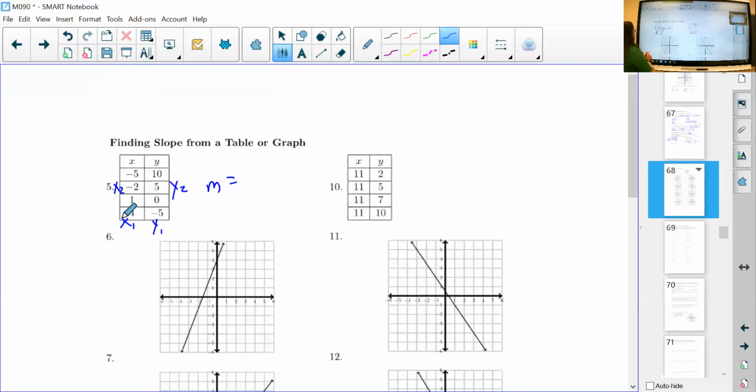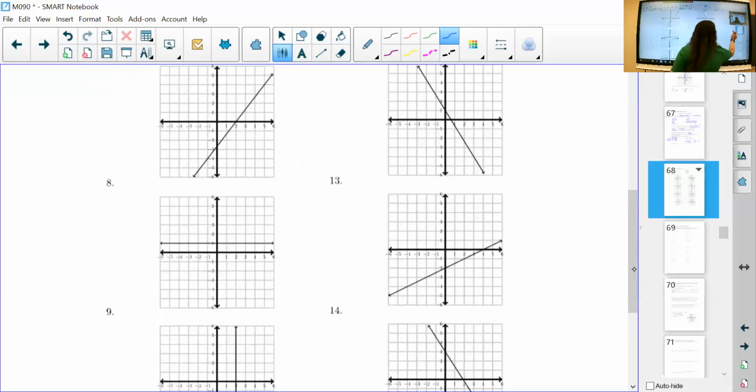If you want to be sure, you can check it another way. Maybe let this be x1, y1. Let something else be x2, y2. You should get the same answer either way. Let's take a look at 7.